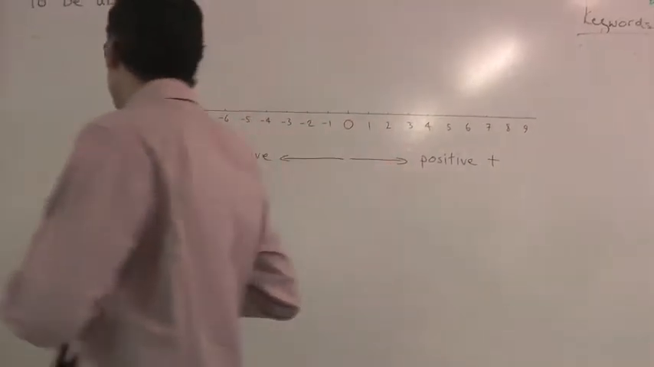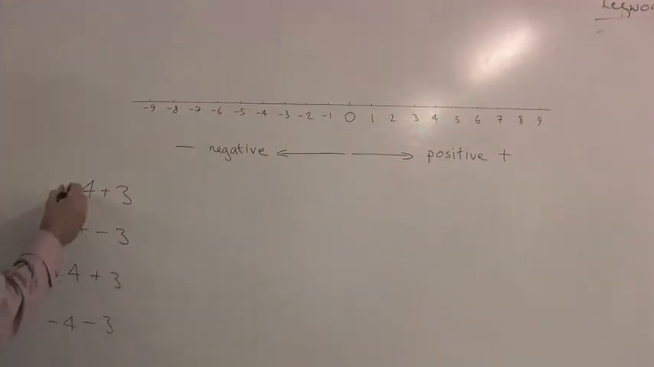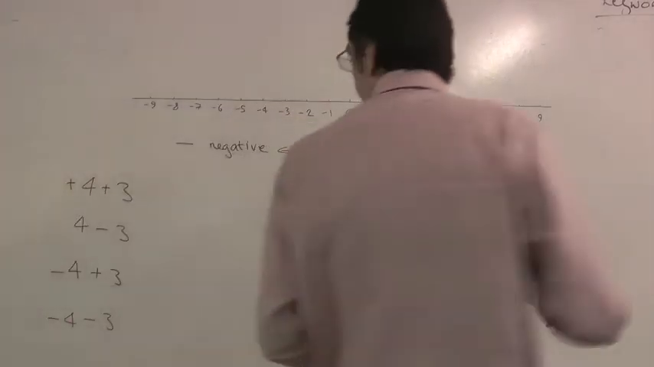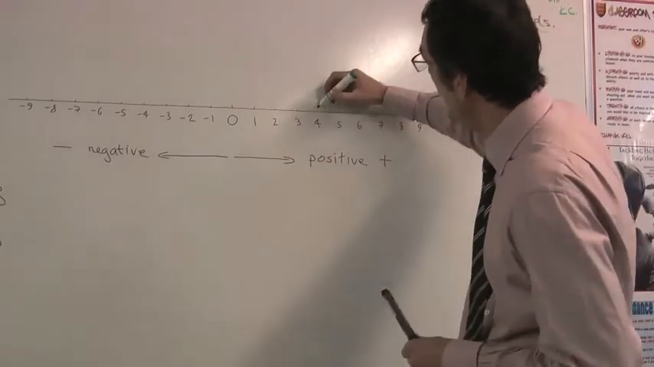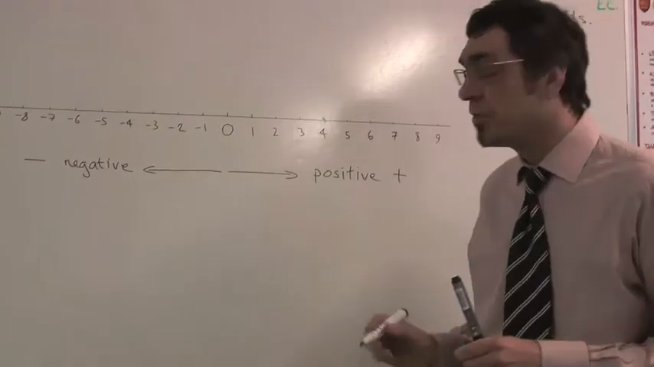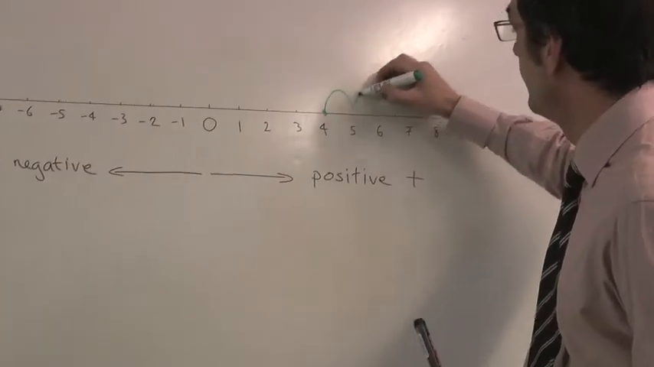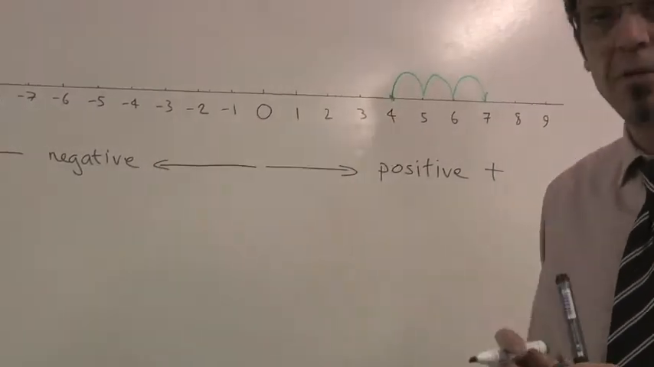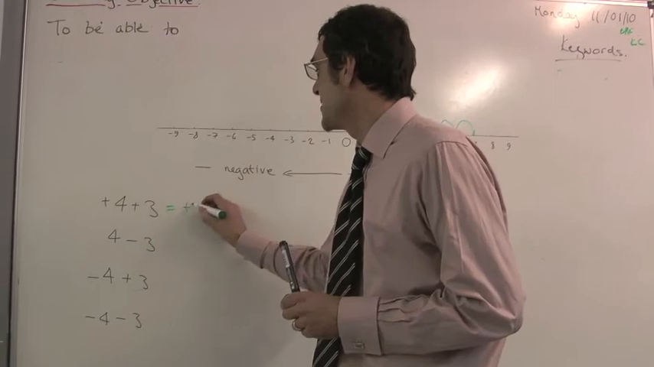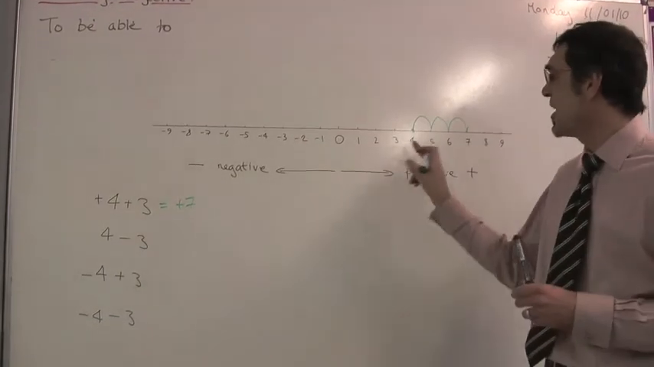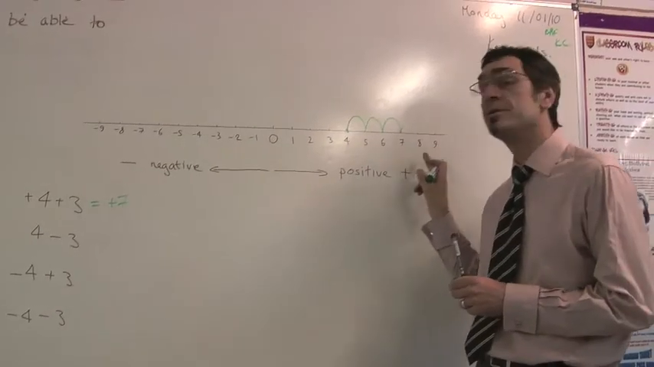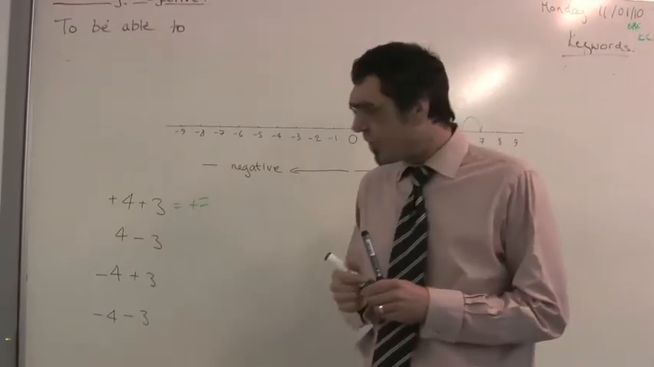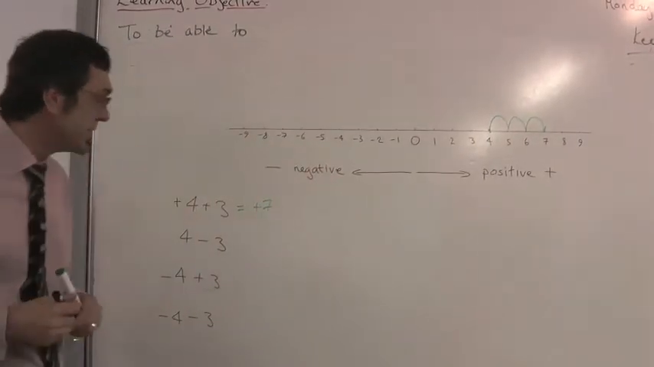What I'm going to start with is just a simple plus 4 plus 3. So we find our plus 4 on here, which is there, and then we want to add on 3. Quite simple, 1, 2, 3, takes us to there. So plus 4 plus 3 is plus 7. Notice we start at plus 4 and we're adding more pluses, so we're getting more of a positive answer. Now let's have a look at taking away.